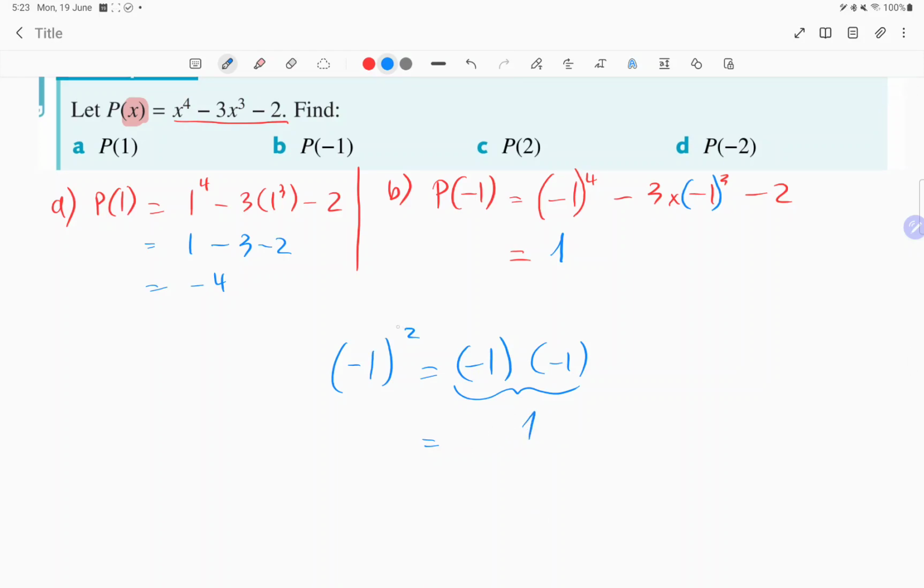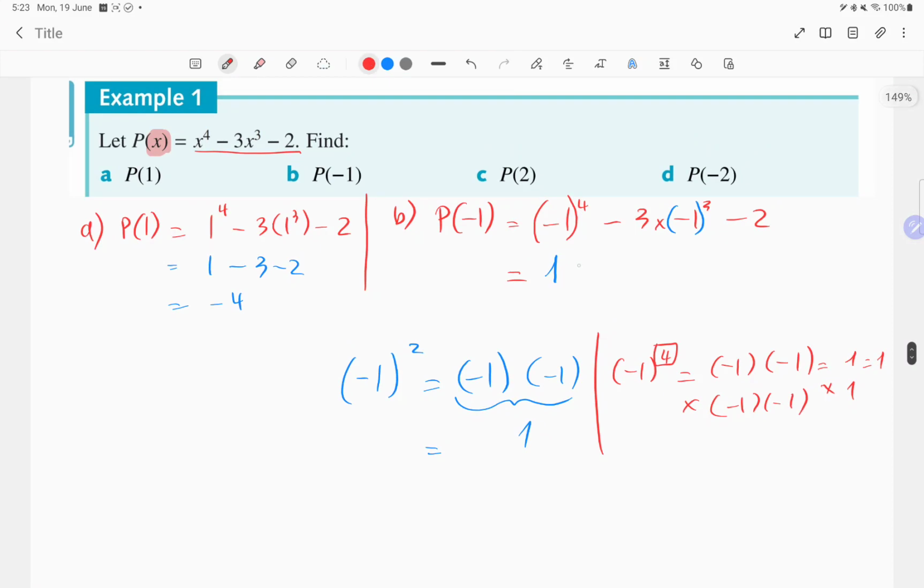And note that this power is even. So if you have negative 1 to the power 4, it means you have 2 pairs of negative 1s, like so. So this one would be positive 1, this one will be positive 1, and so it will cancel out the negative. So if the power is an even number, there will be pairs of negative numbers, which when multiplied, you will get positive, and then times by positive, which is positive 1. Okay, so that's just a quick recap on negative numbers and powers.